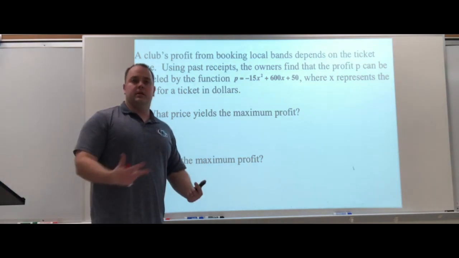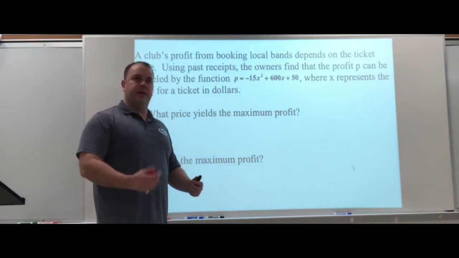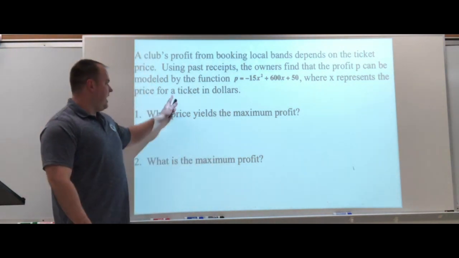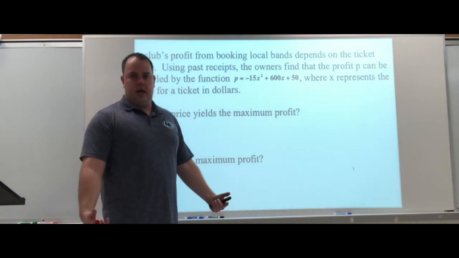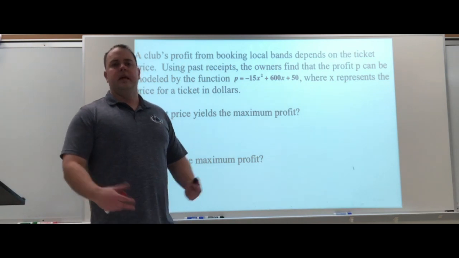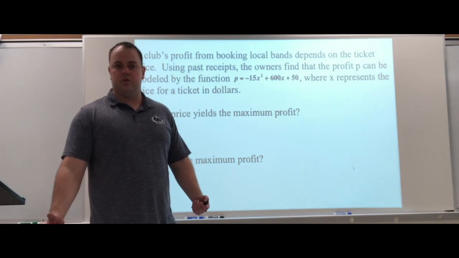I'll tell you now, I would like you to at least try it on your calculator. For this problem, you will have to adjust the window. Think about what your x and y is. X is price per ticket. Think about how much you would spend for a ticket. Okay? If you're going to a concert, most likely, unless you're going to someone extremely famous, you're not spending any more than $100, $150. Okay?